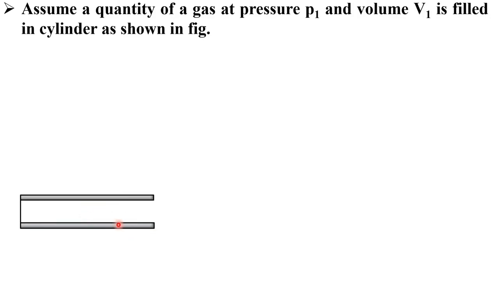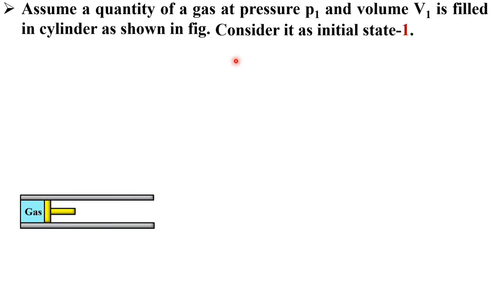So, first of all, assume a quantity of a gas at pressure P1 and volume V1 is filled in a cylinder as shown in the figure. So, let me draw the figure. Consider this is a cylinder in which a piston reciprocates, and this is the system. Say, for example, it is filled with the gas. So consider it as initial state 1. So here this gas is at initial state 1.